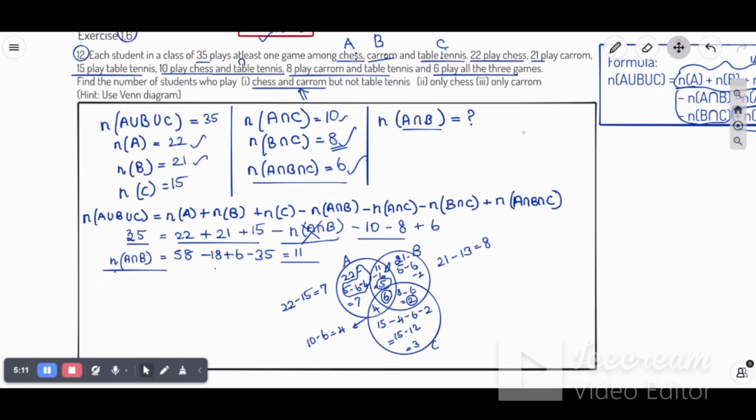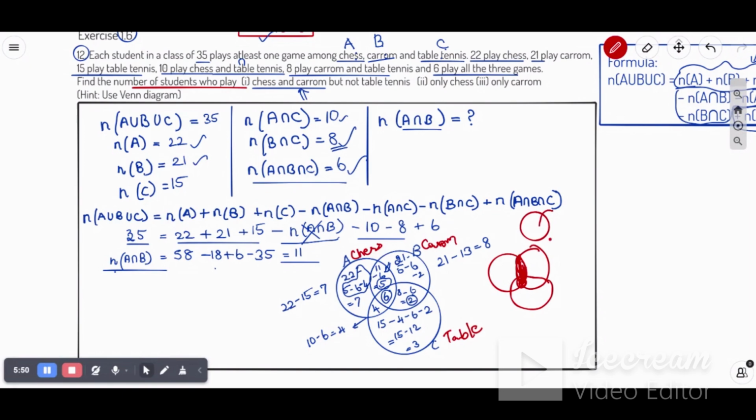Number of students. So first let's take a different color. Okay. So now if you see number of students who play chess and carrom. Our chess is A. So this is our chess and this is our carrom. Number of students who play chess and carrom, and not table tennis. So which part you have to take? If this is your chess and this is your carrom, you have to leave out your tennis. So this part is your chess and carrom intersection, but you don't need the table tennis. So this will be your chess and carrom.